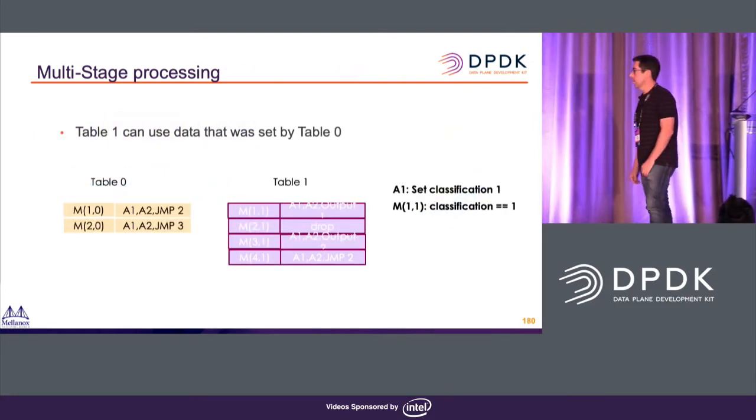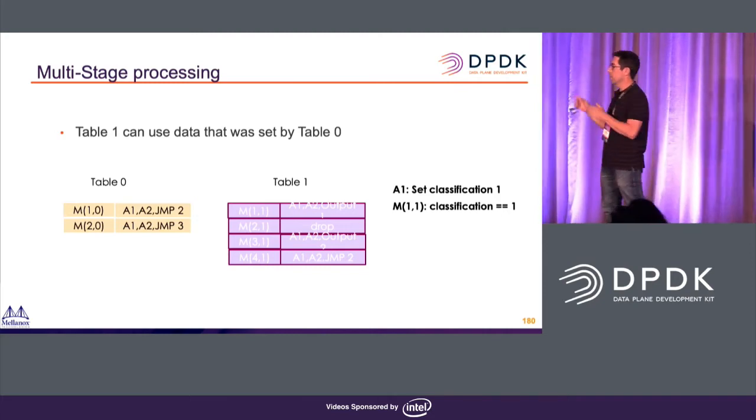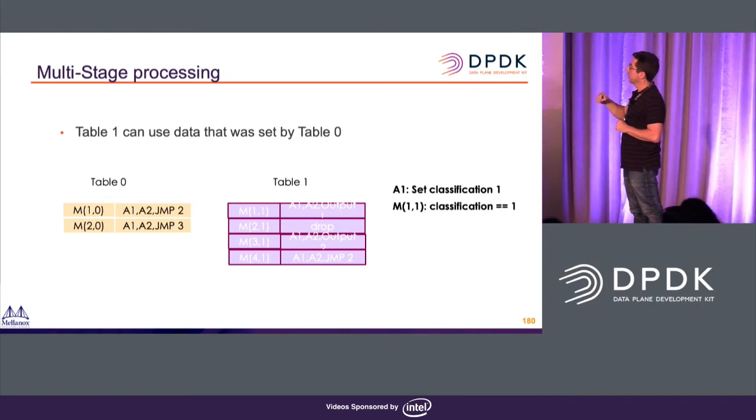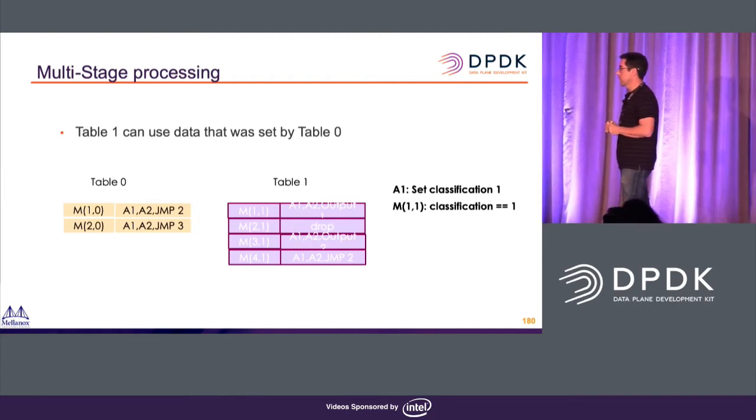This is how it looks in the tables. You have a hardware table. Table number 0, you have a match, and then you have an action. The action will set the classification, which is not part of the packet. We are not modifying the packet. And on the next table, you want to match this number that you set on table number 0.